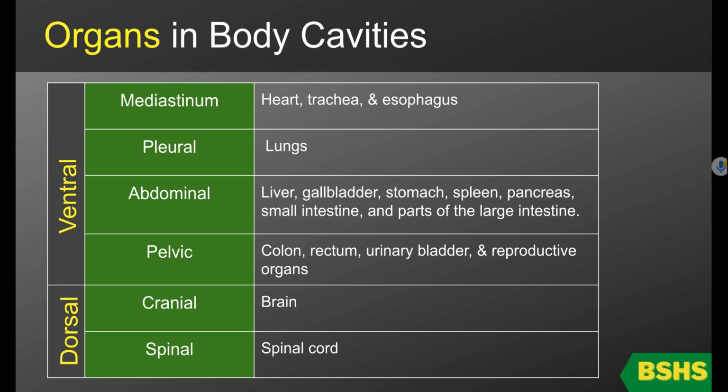All of that was within the ventral cavity. That's one of the major cavities, the ventral cavity. So we'll finish the chart by talking about the other major body cavity, and that's the dorsal body cavity. Within the dorsal body cavity, you have the cranial cavity, and that contains the brain, and you have the spinal cavity, and that contains the spinal cord.